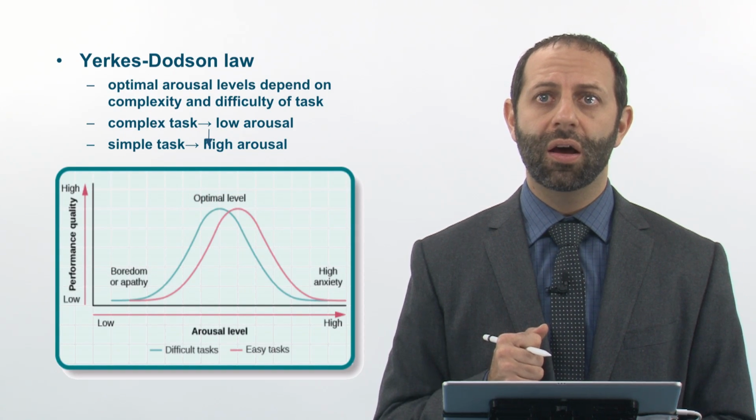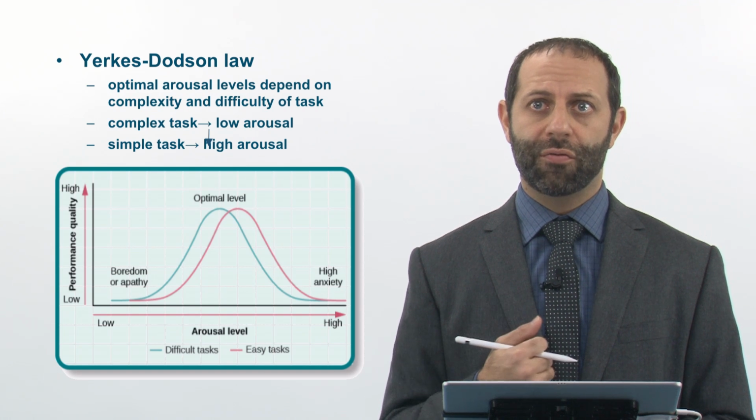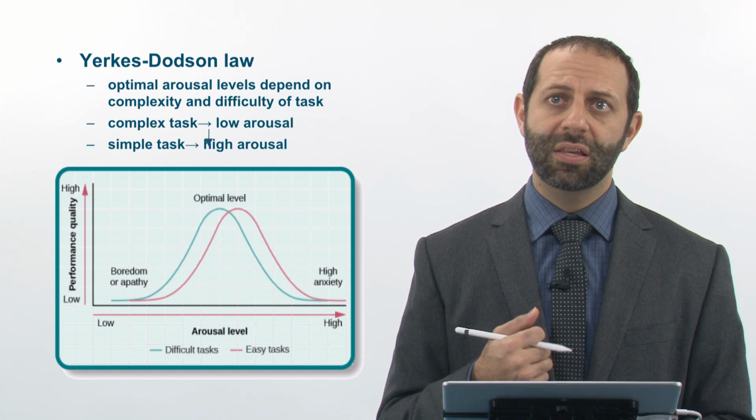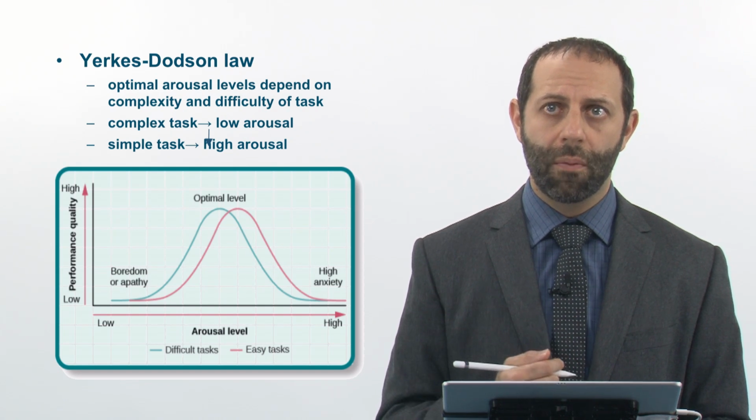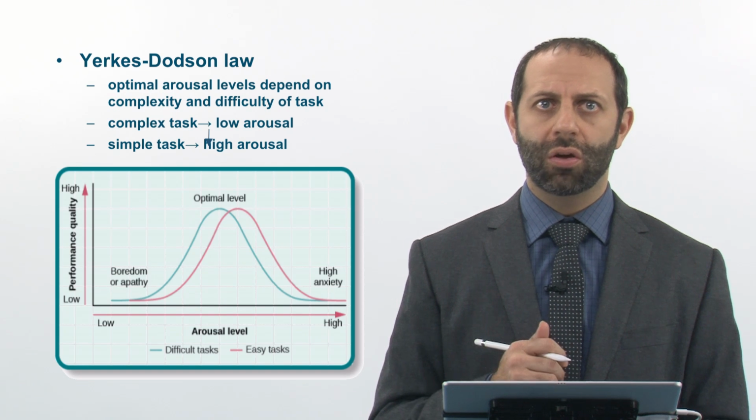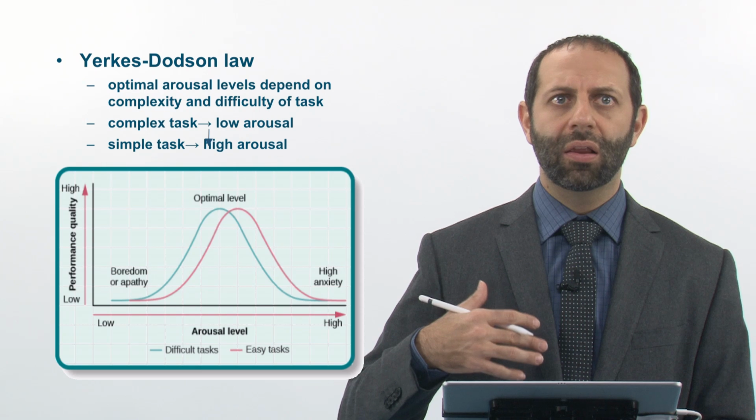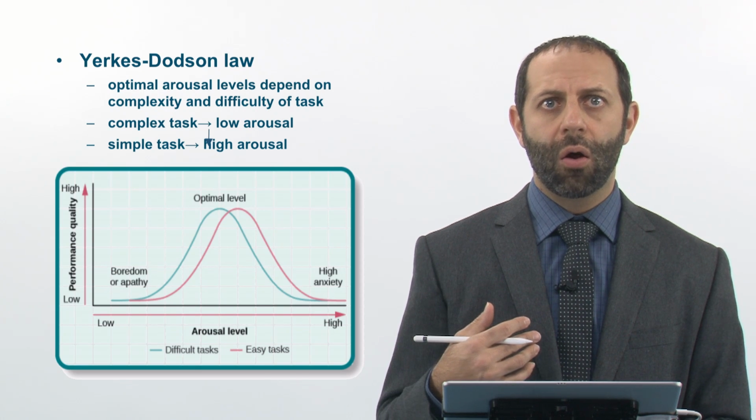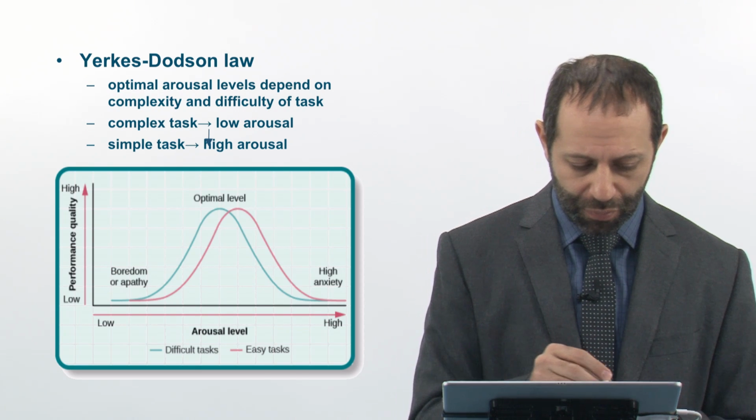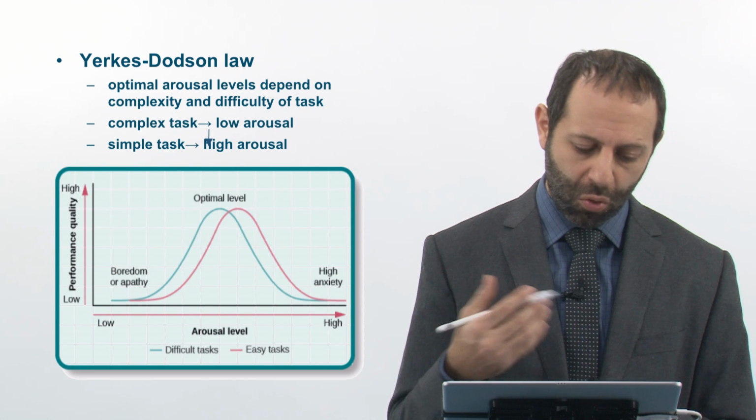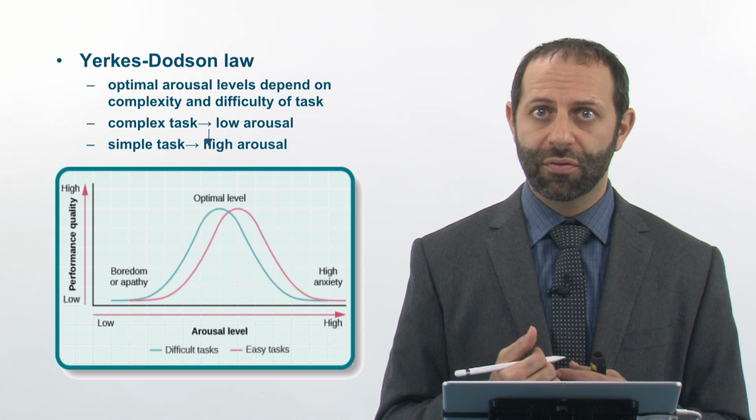Let's move on to a second theory for motivation. This is the Yerkes-Dodson law. The Yerkes-Dodson law talks about how we can achieve an optimal level of arousal based on what kind of performance and quality I need to achieve.